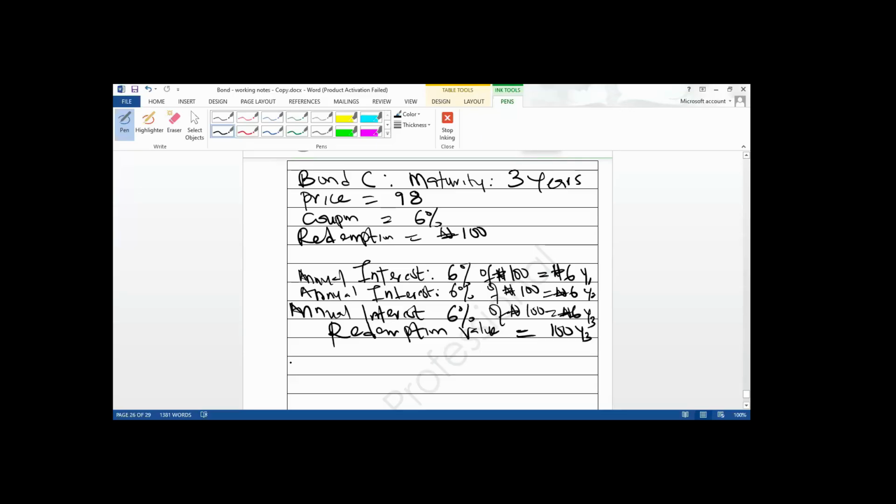The price of this bond is equal to cash flow in year 1 over 1 plus R in year 1, raised to power 1, plus cash flow in year 2 over 1 plus R in year 2, raised to power 2, plus cash flow in year 3 over 1 plus R in year 3, raised to power 3. The bond is for 3 years.